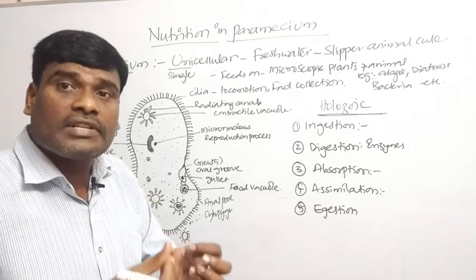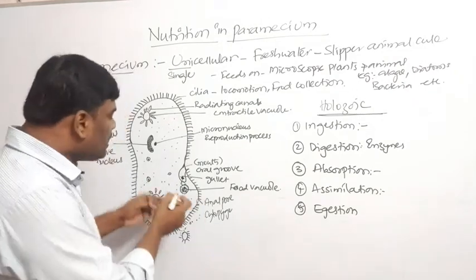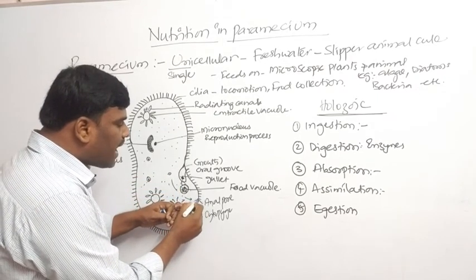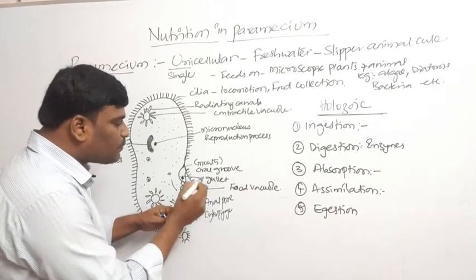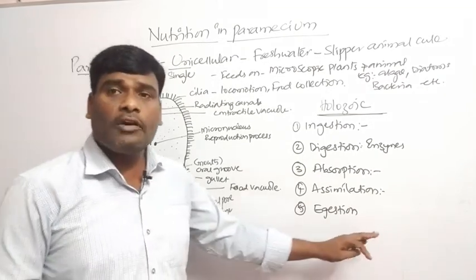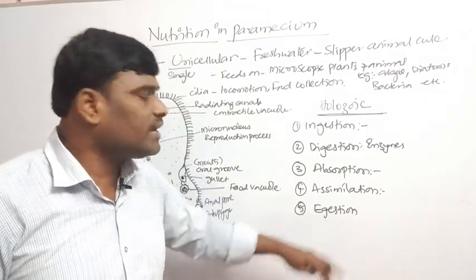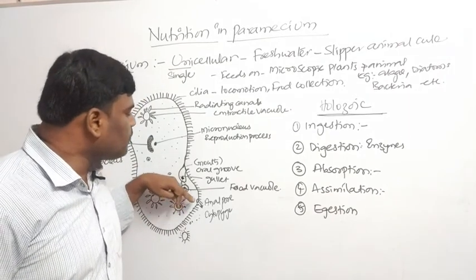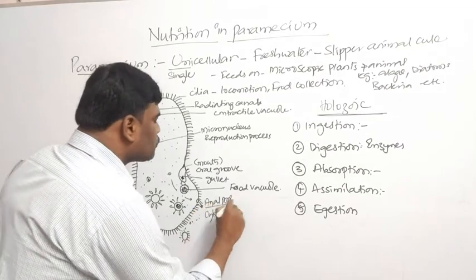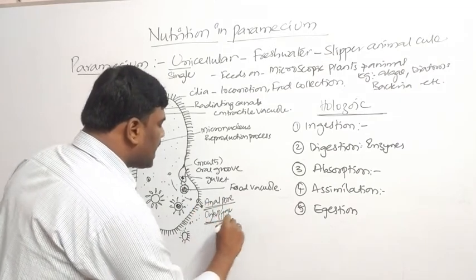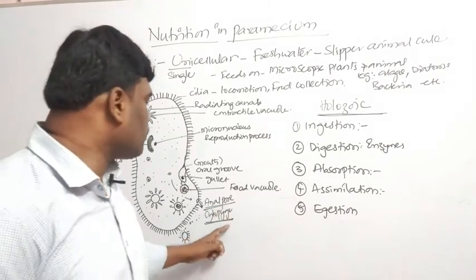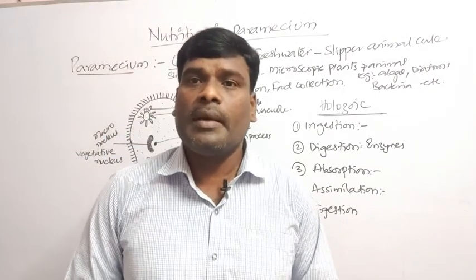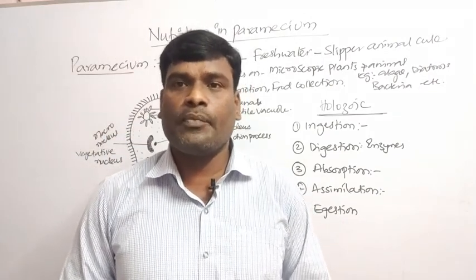The food vacuole shrinks, and that small vacuole which consists of undigested food particles will move towards the anal pore, and when it reaches the anal pore, it is expelled outside, children. Expelling of undigested food materials is called egestion. The structure through which undigested food particles move out is the anal pore, another name for which is cytopyge. So this is about nutrition in paramecium, children. It is also a very important question.